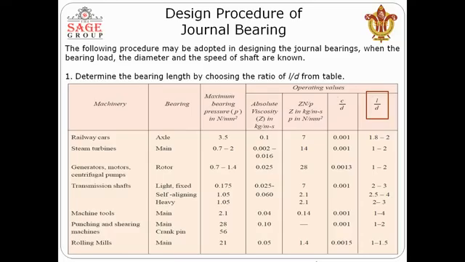In this table, you can see the very first column is for the machinery. The second column is for bearing. The third column is the bearing pressure. And the last four columns are the operating values: absolute viscosity, ZN upon P, C upon D, and L upon D. From this, we first identify for what particular machinery we need to design our bearing, and we select that machinery in the machinery section. For example, I have to design a journal bearing for a centrifugal pump. So in machinery, I will select the centrifugal pump.